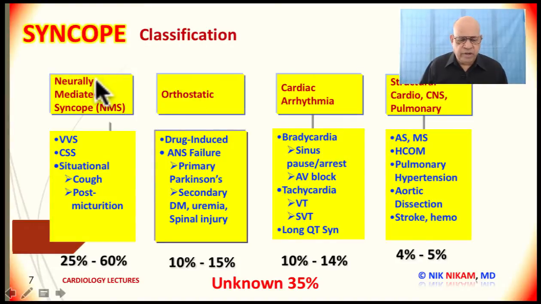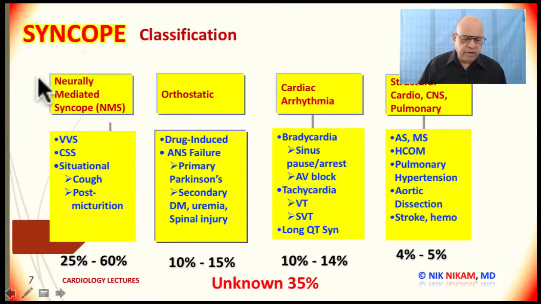The first one is neurally mediated syncope, or NMS. The second one is orthostatic syncope, which is generally seen in middle-aged and older patients. Cardiac arrhythmias are another major component of syncope. And finally, structural heart diseases, including central nervous system disorders and pulmonary problems.